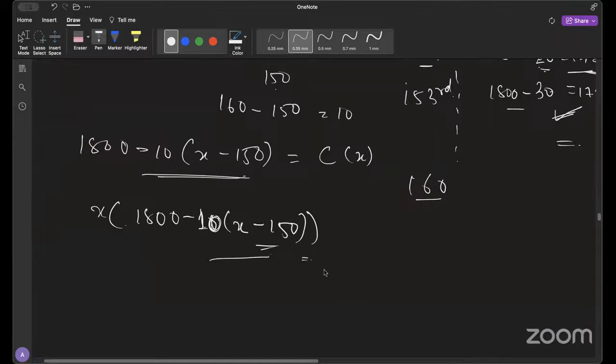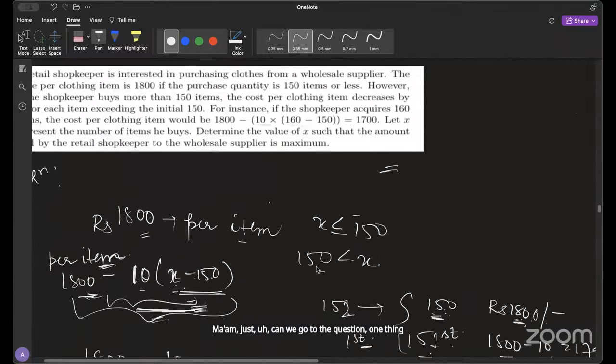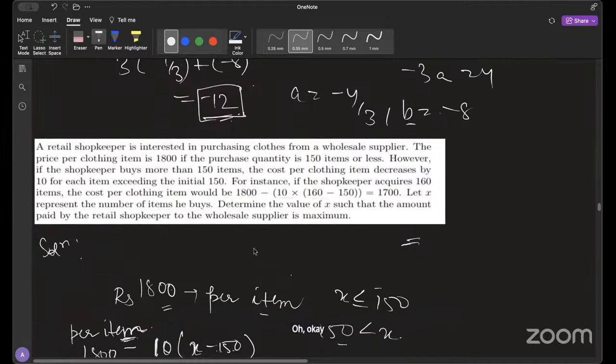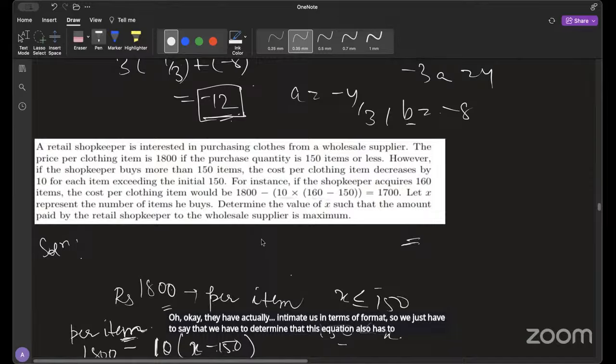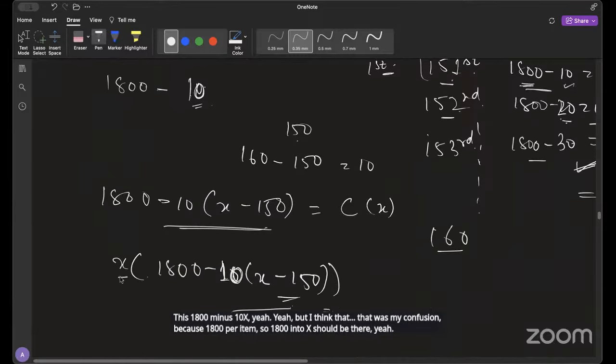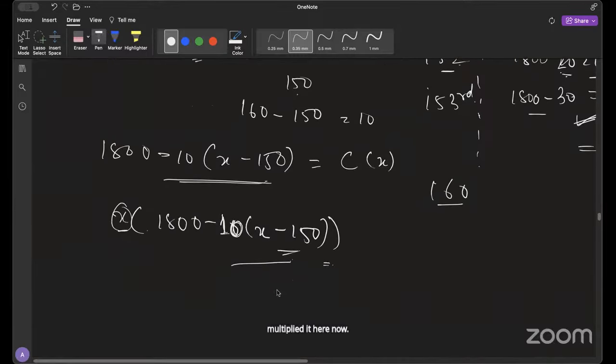Ma'am, can we go to the question? One thing, it is mentioned there. They have actually given us hints in terms of format. So we just have to determine that this equation also has to be multiplied by x. This 1800 minus 10x is per item. That was my confusion, because 1800 per item, so 1800 into x should be there. Yeah.